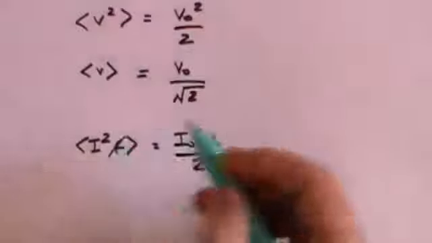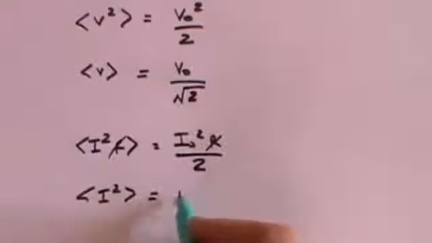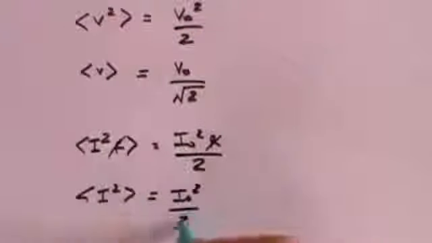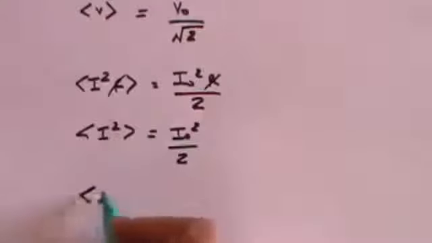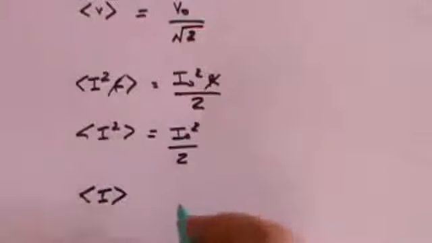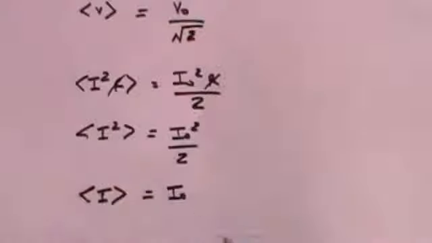Now the R's cancel, and that gets the average of I squared is I naught squared over 2. And so if you take the square root of both sides, you get that the average current is equal to the square root of I naught squared, which is just I naught, divided by the square root of 2. And there's another root mean square term.